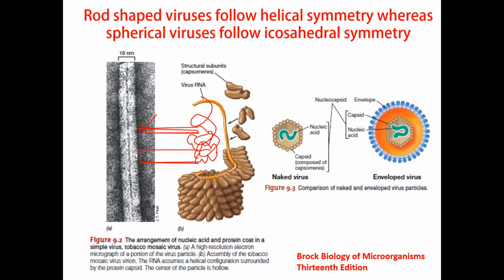The other symmetry is icosahedral symmetry. When the viral particles show the icosahedral symmetry, they usually form the spherical shape. And in some cases, particularly the icosahedron type, there is an envelope-like structure covering the viral particles. So the viral particle may be devoid of any envelope, which is called the naked viruses, or it may have some envelope-like structure, which is called the enveloped viruses.